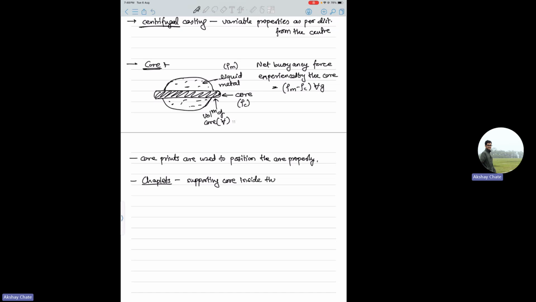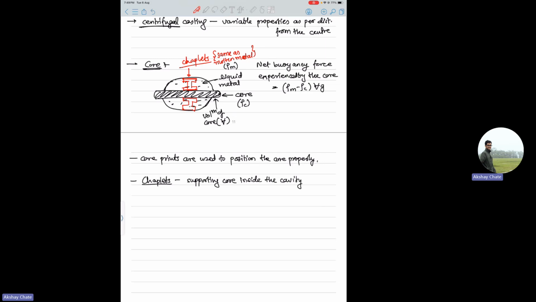As I said, the core experiences buoyancy force, so there is a chance that it may get displaced. To avoid that, they use certain supports like this, and these are called chaplets. These are made up of the same metal as the molten metal. When the liquid metal solidifies, these chaplets become integral parts, so you need not remove them.